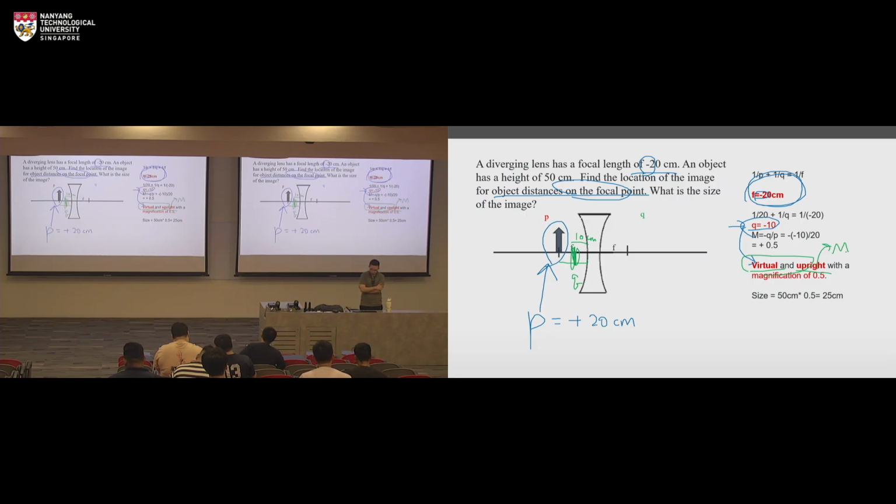So the final question is: what is the size of the image? Because your M is 0.5, and originally your object is 50, so 50 times 0.5 is 25 cm. Basically it's your object height times your magnification power equals your final image size.